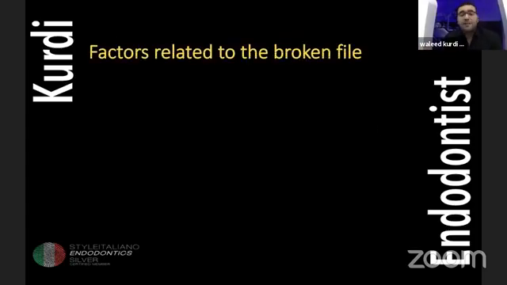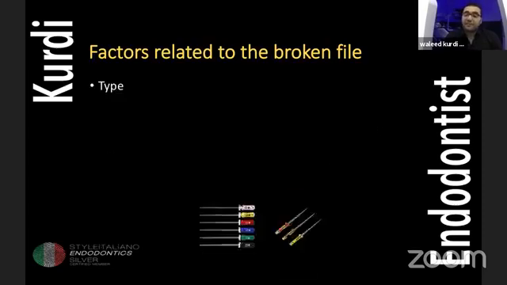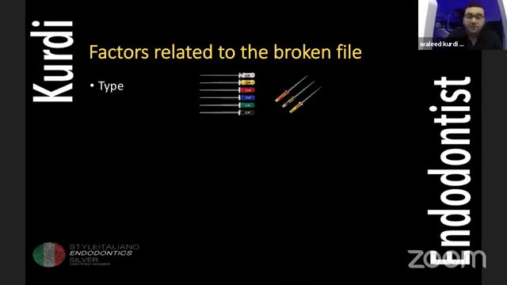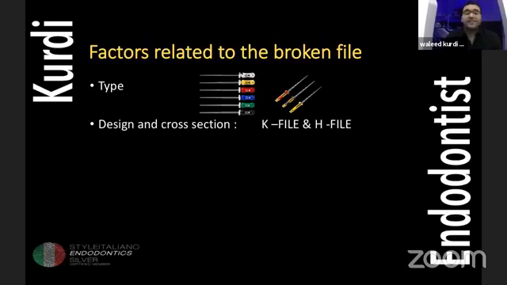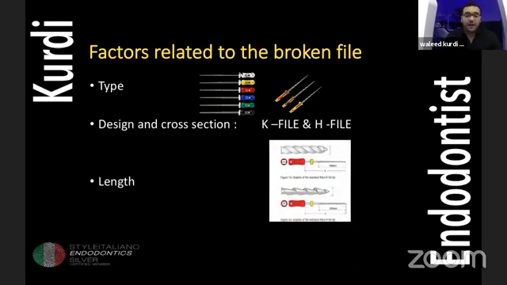All right. What about factors related to the broken file itself? Indeed, first, type. Is it a hand file or a rotary file? Stainless steel is completely different than nickel titanium, even in retrieval or in bypass, because of the cross-section at least, or even the taper. Also design and cross-section, a K-file is completely different than an H-file, and the length. The length of the broken part will indeed affect our retrieval option and technique, and also bypassing.